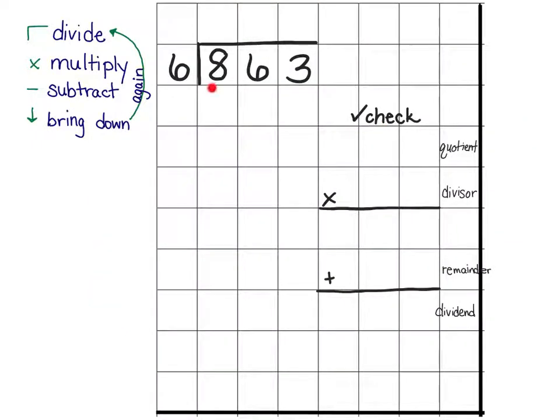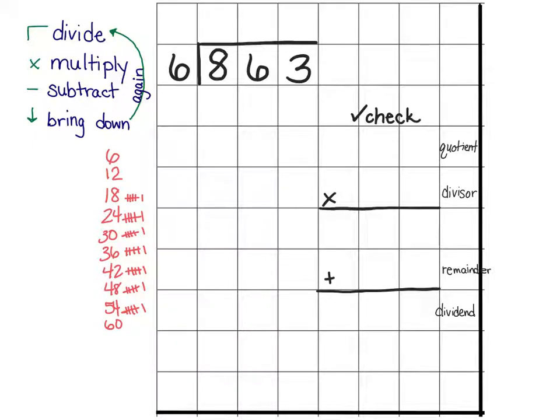This problem is 863 divided by 6. So, if you do not know your 6's, go ahead and write them over here. 6, 12, 18, 24, 30, 36, 42, 48, 54, 60. All right, we don't need to go past 60 because that is 6 times 10.